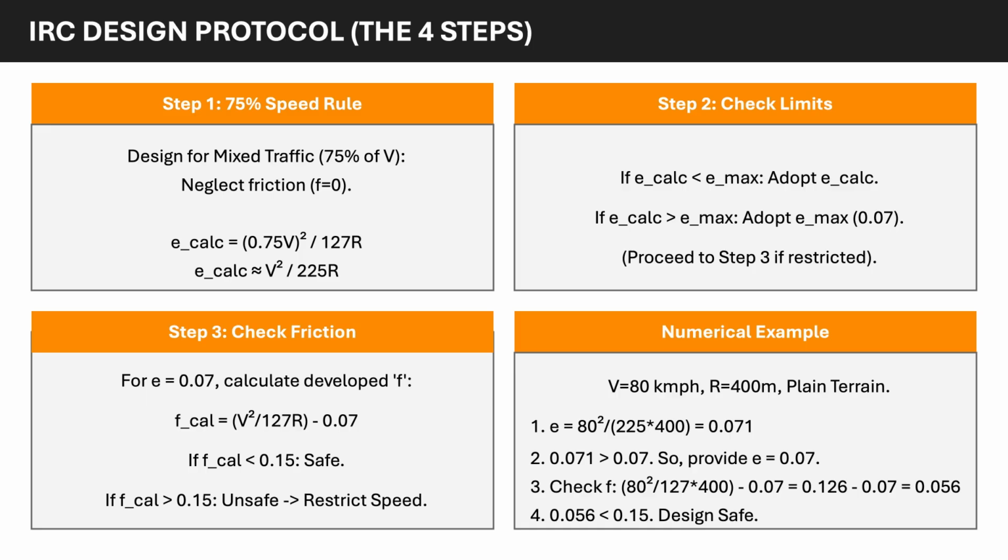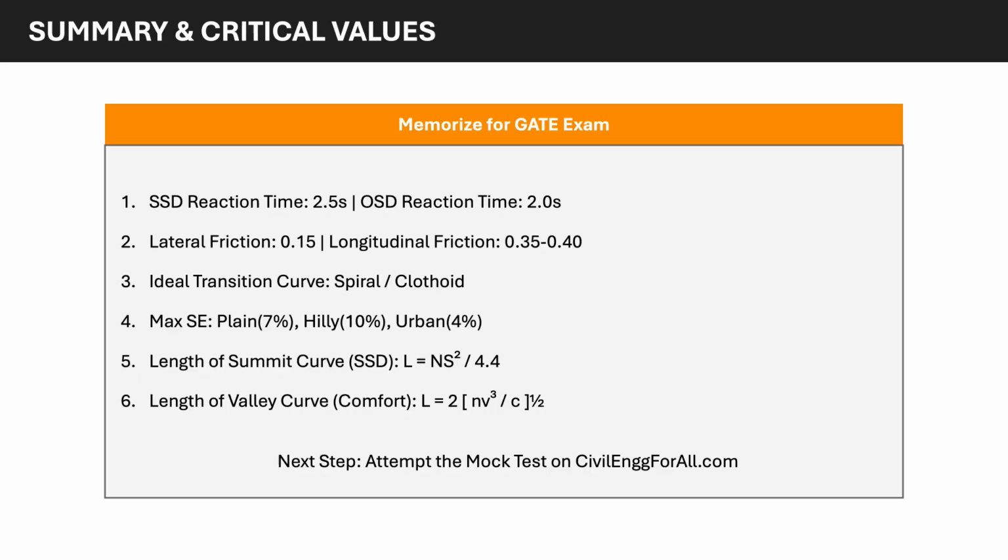Step 2. Compare this value with the maximum limit of 0.07. If your calculated value is higher, you are restricted to 0.07. Step 3. If you are restricted to 0.07, you must then check if the friction is safe. Back calculate friction using the full speed. Look at the example at the bottom right. We calculated 0.071. We capped it at 0.07. Then we checked friction, which came out to 0.056. Since this is less than 0.15, the design is safe.